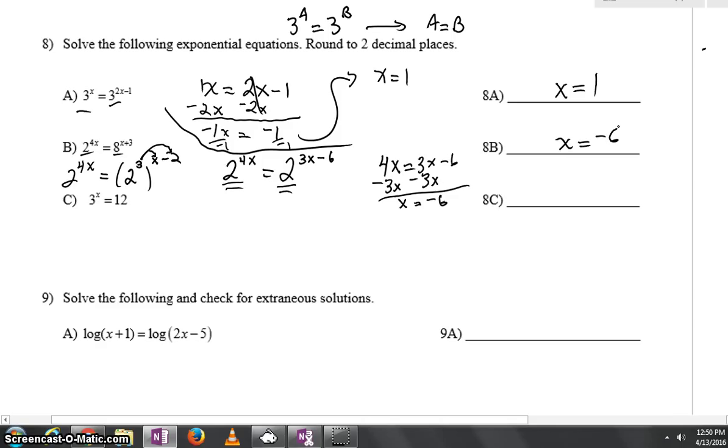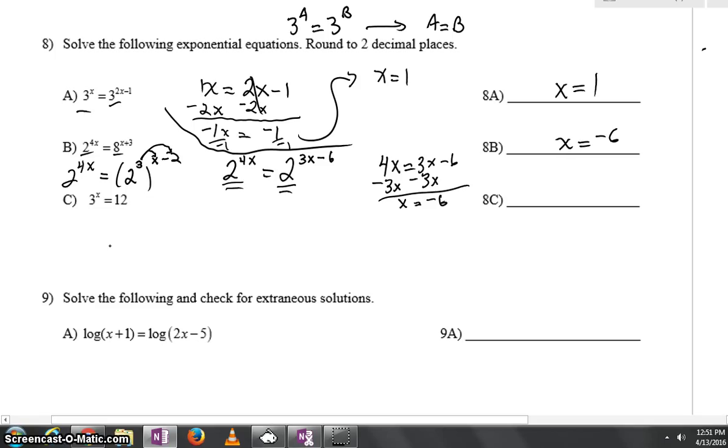That's definitely okay. As we move on to letter C, no matter what you do to the right-hand side here with 12, you cannot make that a power of 3. 12 is not 3 to the 4th. 3 to the 4th actually is 81. So we need an altogether new approach to solve this.